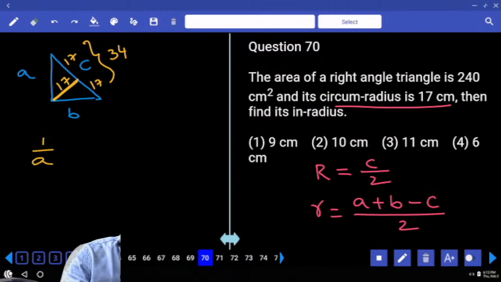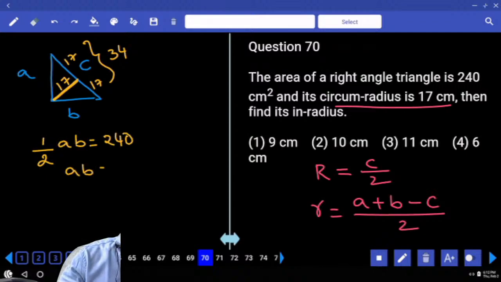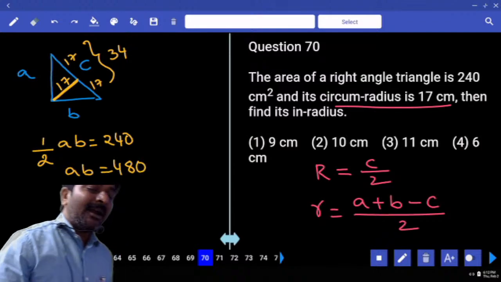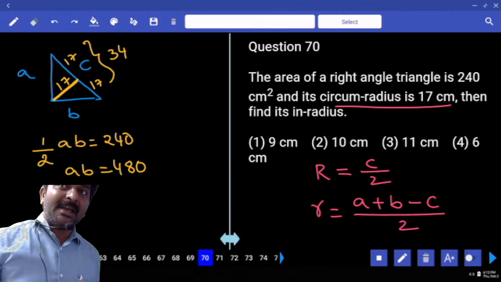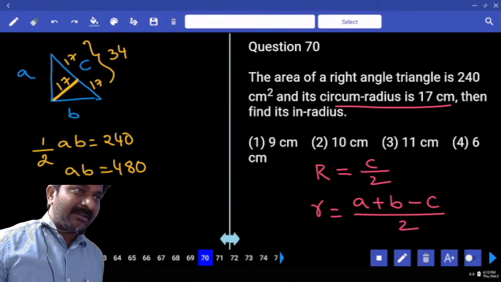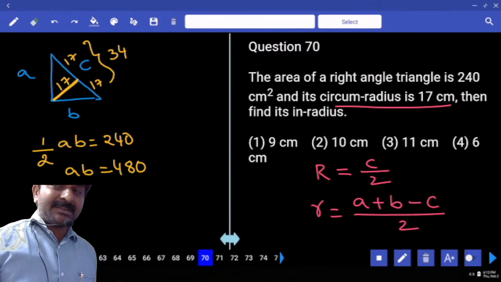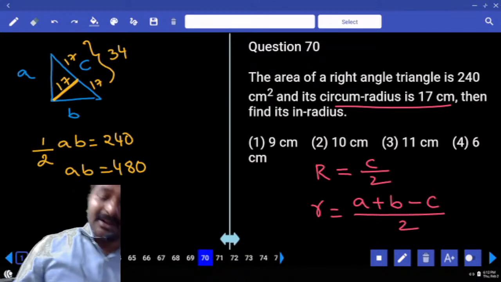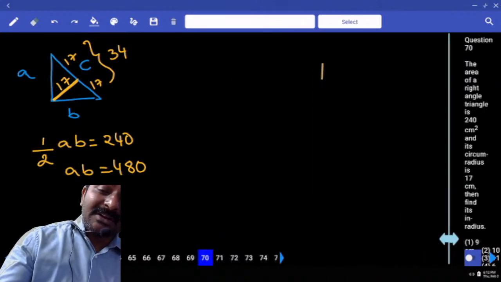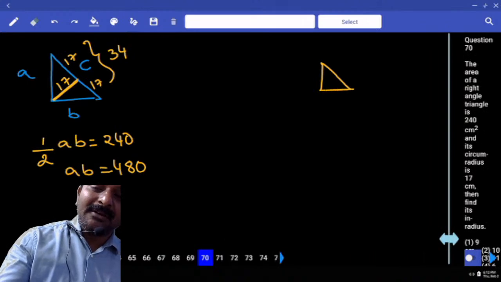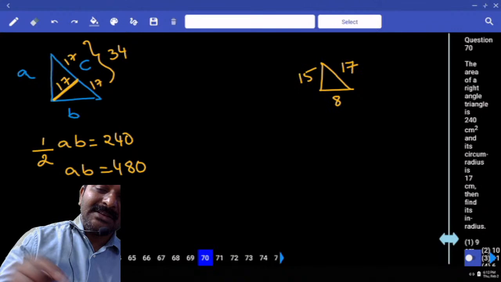Area of the right angle, half base into height. That means half AB is equal to 240. AB must be equal to 480. And it is a right angle triangle. So it has to follow Pythagoras triplet with a combination of 34. With a combination of 17, you already know, right? How much is that? 8, 15, 17.